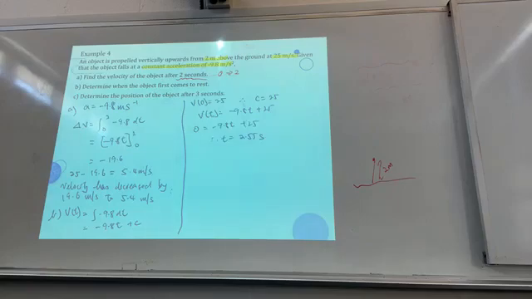So therefore, when we want the object to first come to a rest, that is when velocity equals 0. Now remember, when the object is resting, the velocity is 0. So therefore, t equals 2.55 seconds.